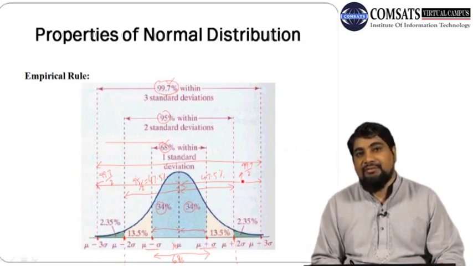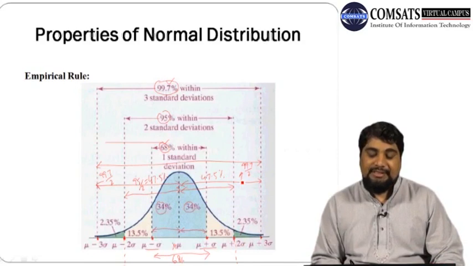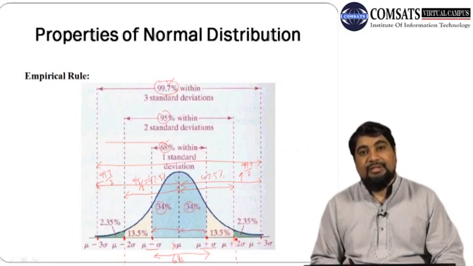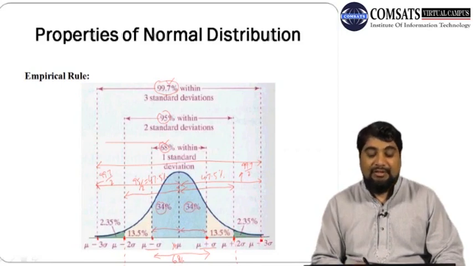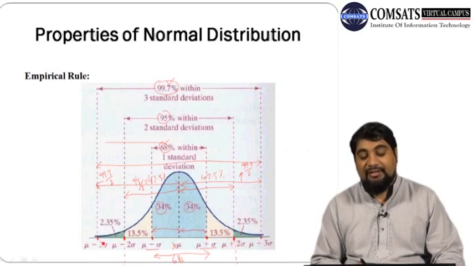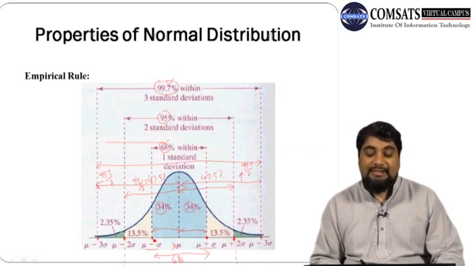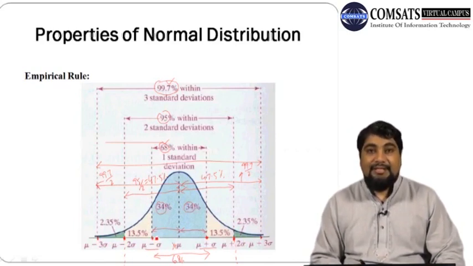By using these 3 empirical rules, we can calculate probabilities between mu plus sigma and mu plus 2 sigma, or mu plus 2 sigma and mu plus 3 sigma, or mu minus sigma and mu minus 2 sigma, or mu minus 3 sigma and mu minus 2 sigma, or between mu minus 3 sigma and mu minus sigma. So let us explain it.